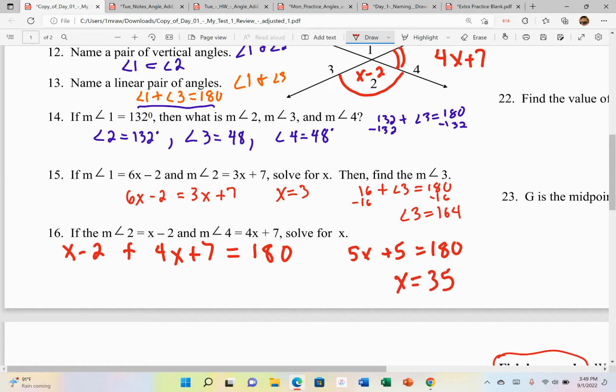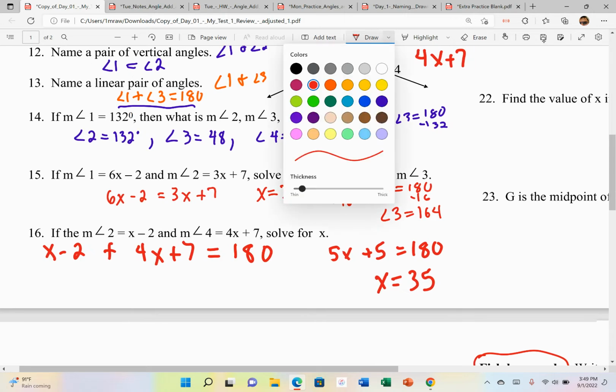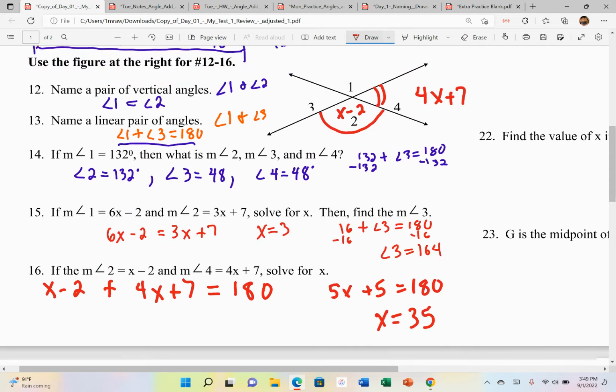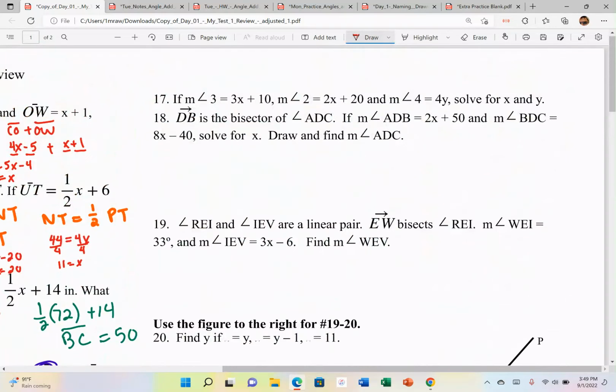Once you solve for x, that's what the question is asking. So guess what? You're done. The relationship there was the fact that they are supplementary. That's the biggest thing you want to take away from there. So for number 16, all right, on to number 17.